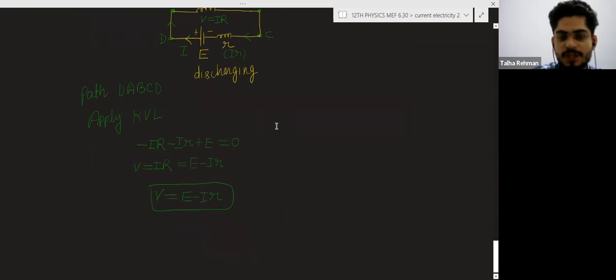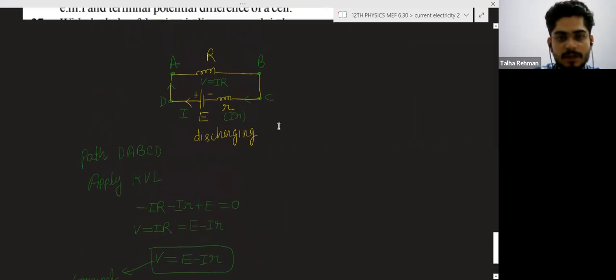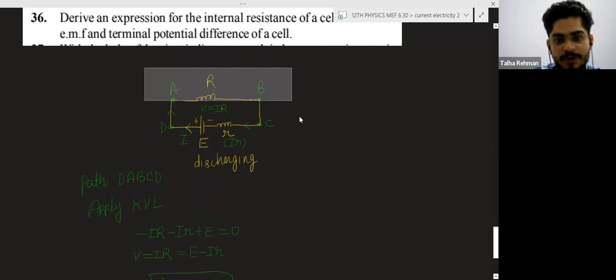So the question was, write the expression for the internal resistance of a cell in terms of EMF and terminal potential difference of the cell. And what is V? V is the terminal potential of the cell. I have discussed this many times. Terminal potential difference.